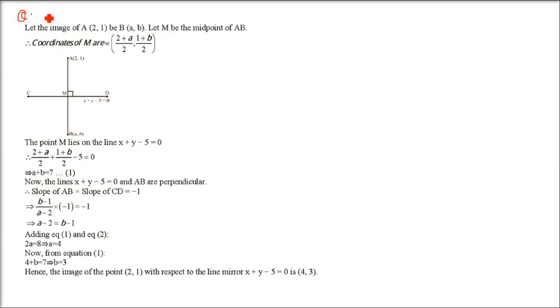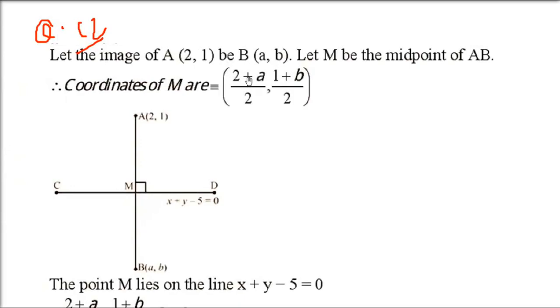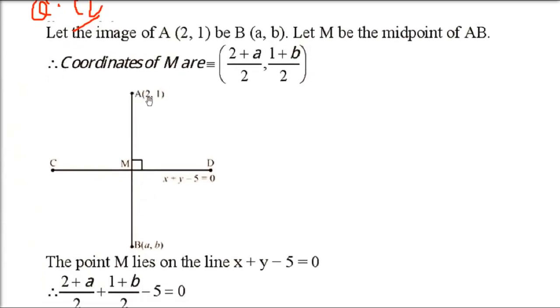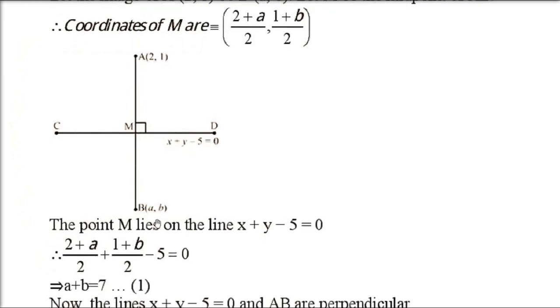Question number 12. The question is, find the image of the point (2, 1) with respect to the mirror line x plus y minus 5 equals 0. Now let me tell you that in a mirror, the image is formed on the other side, the back side, at an equal distance. The mirror is CD, and the equation of the mirror is x plus y minus 5 equals 0.